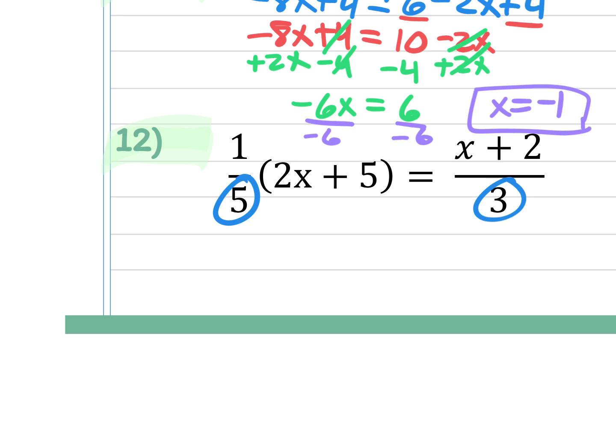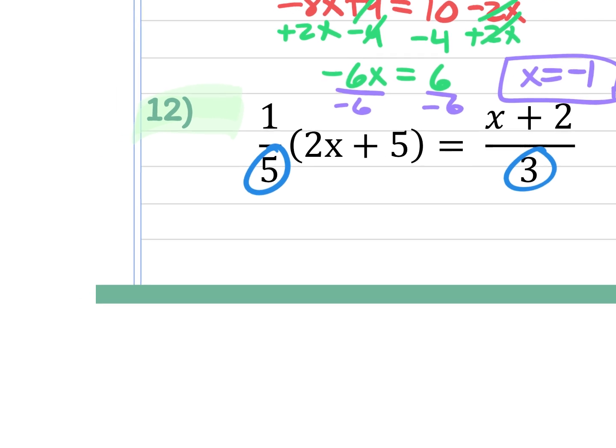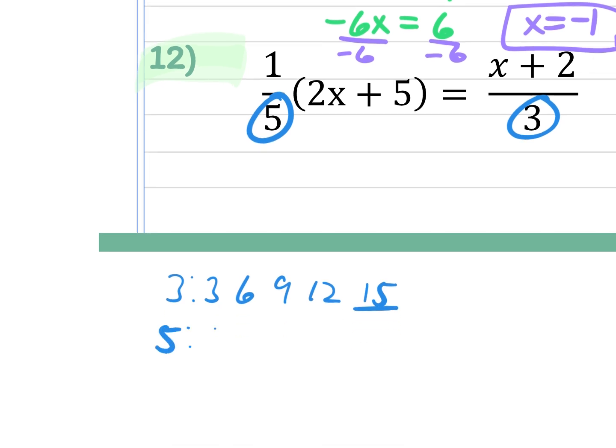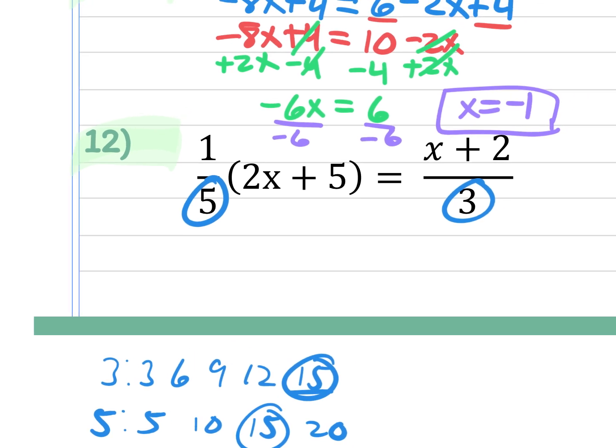And if you don't know how I got the 15, if you need to write it out, if you remember from elementary school, multiples of 3 are going to be 3, 6, 9, 12, 15, and 15 is a multiple of 5 as well, right? So 5, we're going to have 5, 10, 15, 20, and so on, but they share a 15.